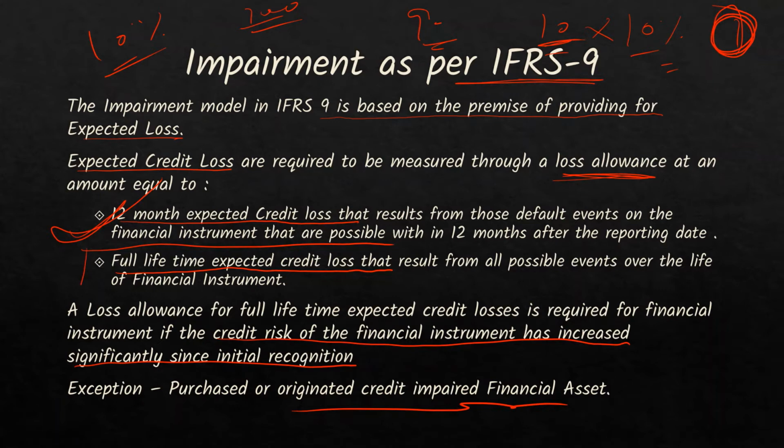You bought an already impaired asset. And in that case, you always show full lifetime expected credit loss, and any change in that impairment loss you will take into P&L.